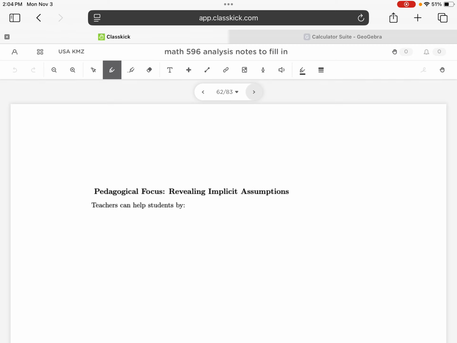Okay, so what does this come down to for us as teachers? If we're trying to reveal students' implicit assumptions, we can help students by doing the following things. First of all, we want to make sure that when they give us any kind of an answer, even if it has some inaccuracy due to some underlying assumptions, we want to validate what's true in their reasoning. What is true and what's correct in their reasoning.